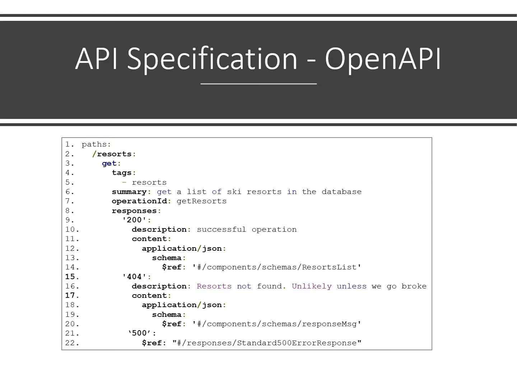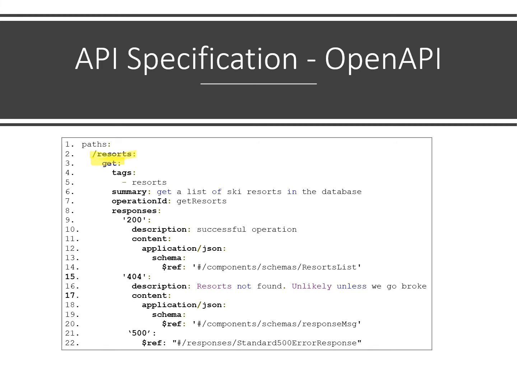HTTP APIs can be specified using a specification notation called OpenAPI. At the time of writing, the latest version is 3.0. A tool called SwaggerHub is the de facto standard to specify APIs in OpenAPI. The specification is defined in YAML, and an example is shown on the slide here. It defines a GET operation, and the URI is resorts.